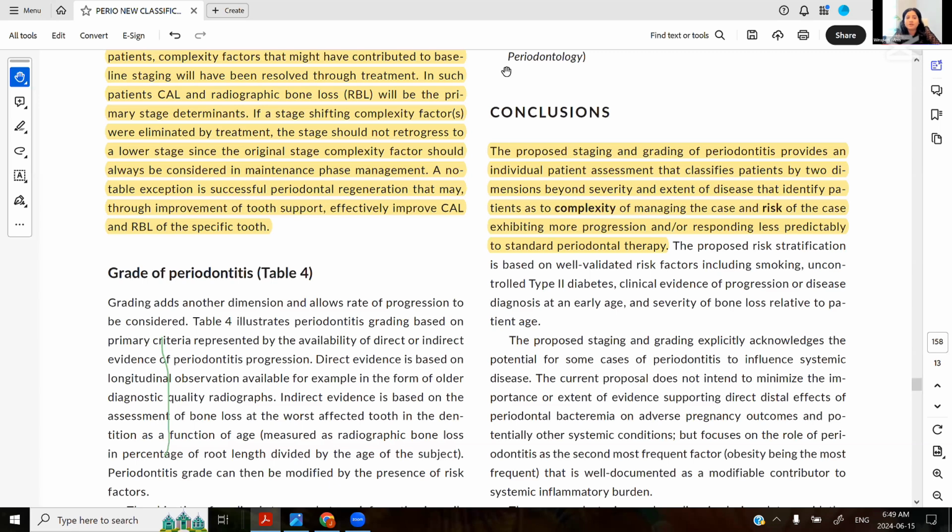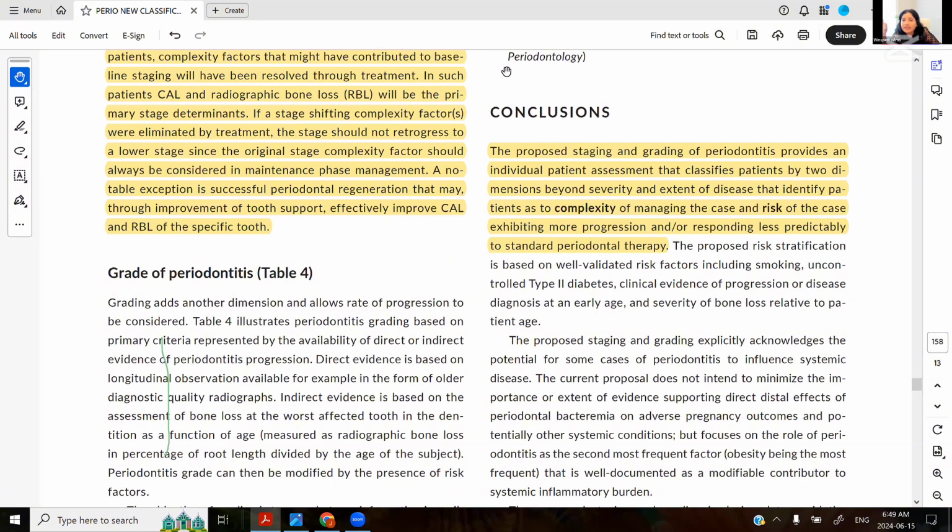Now, if a stage shifting complexity factor is eliminated, the stage should not retrogress to the lower stage, since the original stage complexity factor is always there in your maintenance phase management. A notable exception is successful periodontal regeneration, which may, through improvement of tooth support, effectively improve the attachment loss and the bone loss of a specific tooth. So if you did a grafting and reattachment process for a particular tooth, and it was the only complexity factor, then it can retrogress. That's one exception, when you do the regeneration procedure.